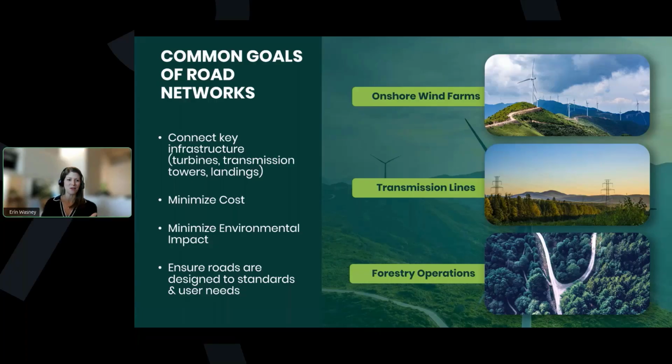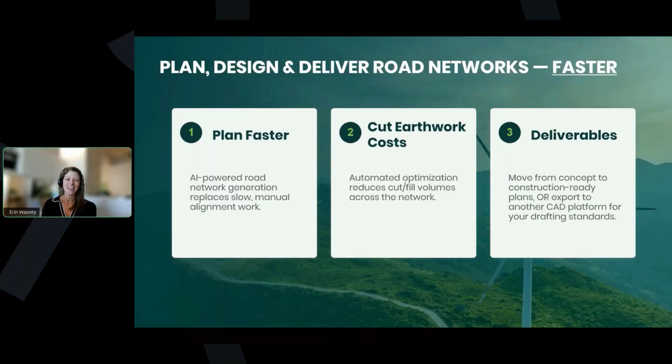So here we're going to be really focused on a couple key goals. First and foremost is figuring out how we can connect that key infrastructure with road access: turbines, as I mentioned, transmission towers, forestry landings. How do we minimize cost? How do we minimize environmental impact, including things like minimizing stream crossings, and make sure our standards are met? And how do we do this all in the most efficient manner? Which brings us to our goals for today, slash the benefits of why you might want to play around with Path Explorer AI networks.